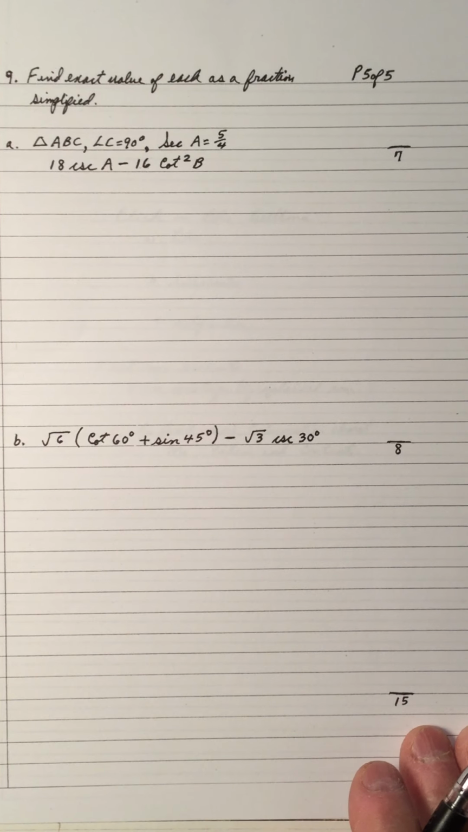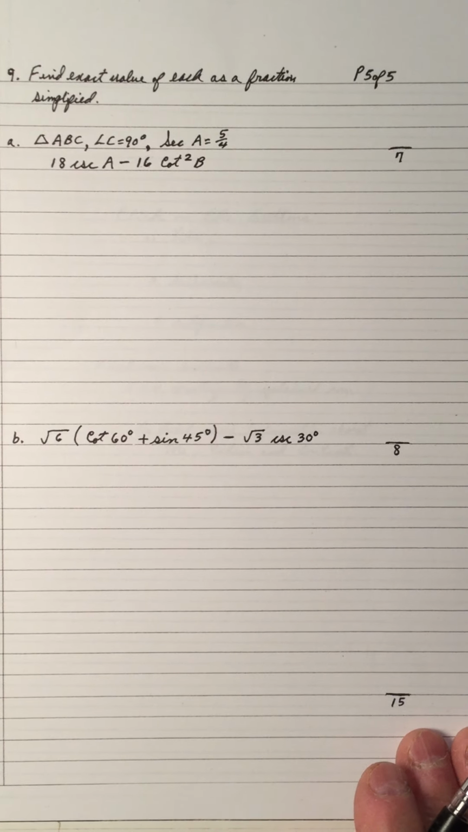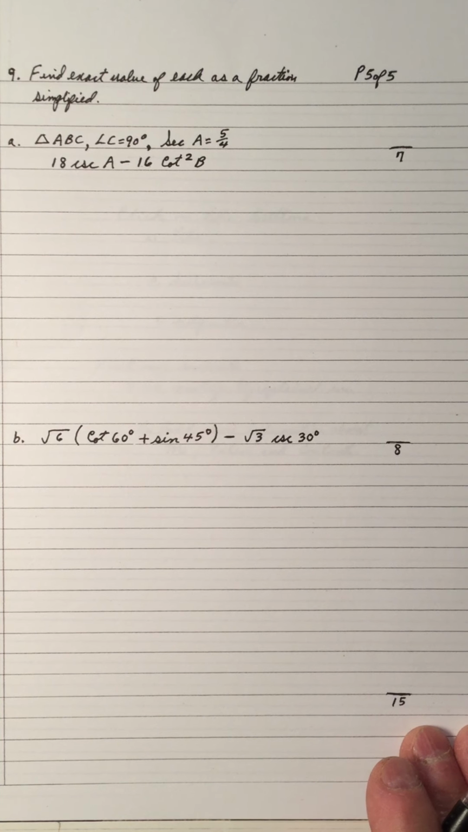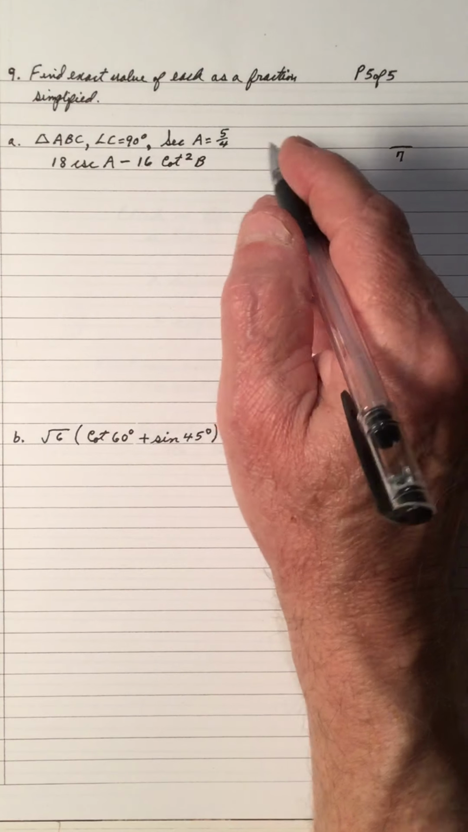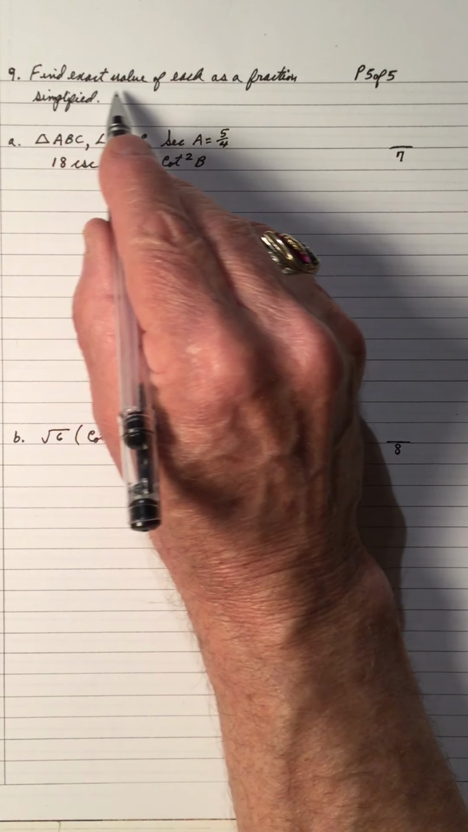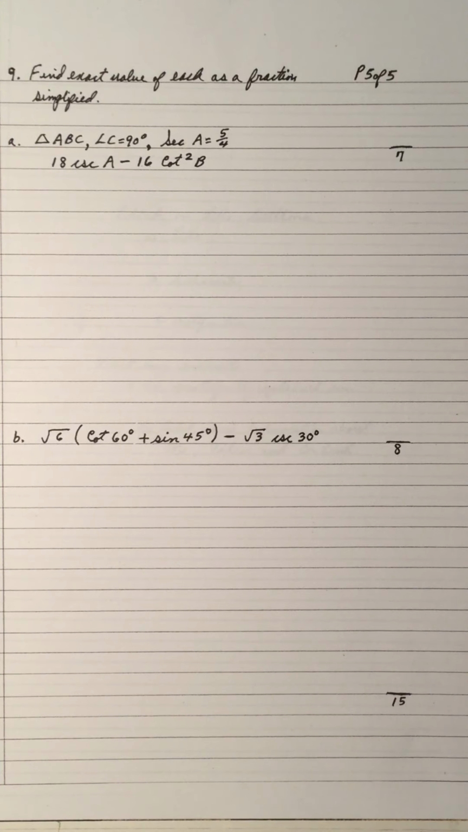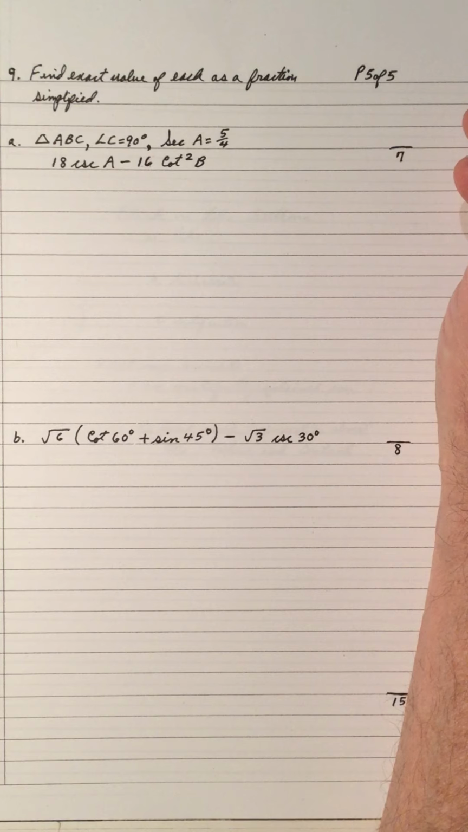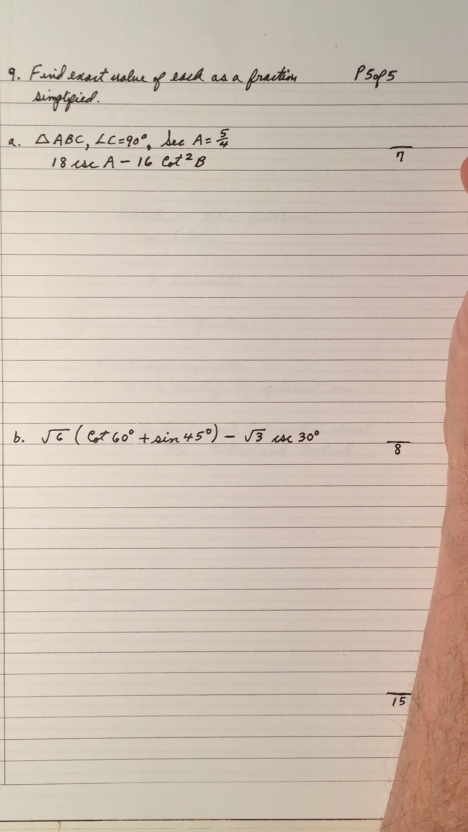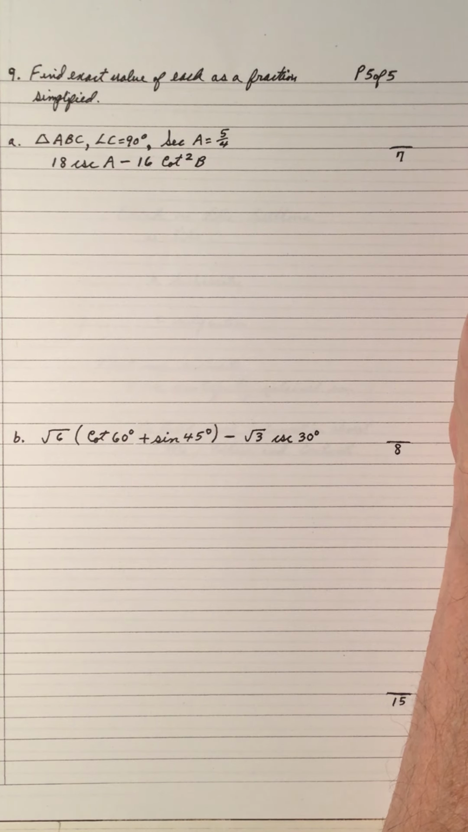Hopefully everything is going okay and you understand what you're doing. Again, if you don't, go back and review. It's very important to get the foundation for your trig. Number 9, find the exact value of each as a fraction simplified. Remember, we always simplify fractions. And for exact values, leave it as a root. You don't convert it to a decimal. If you do, you'll get it marked wrong.